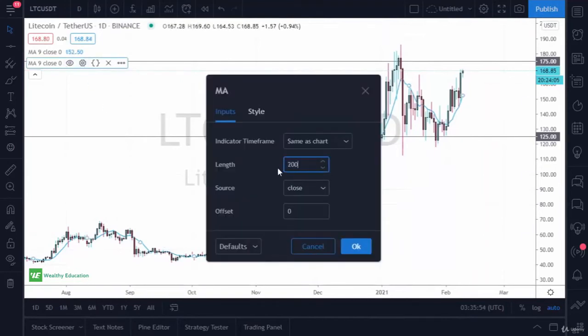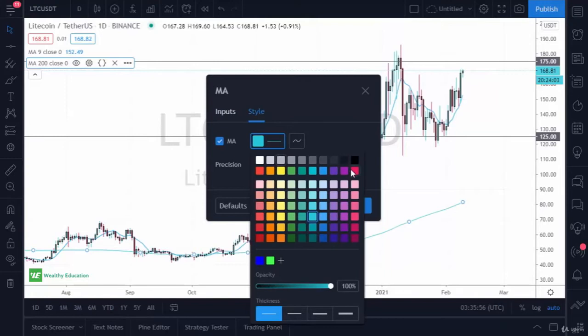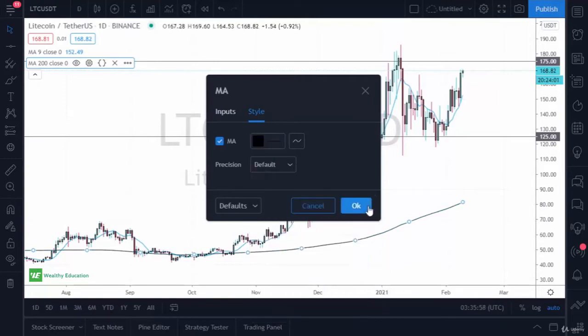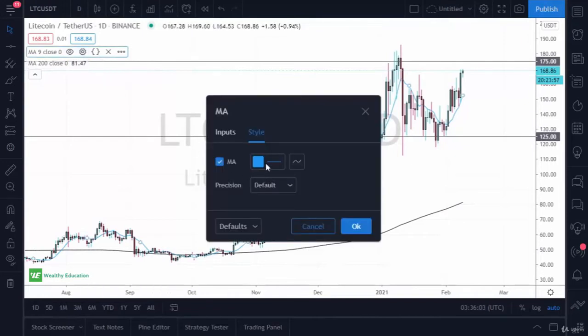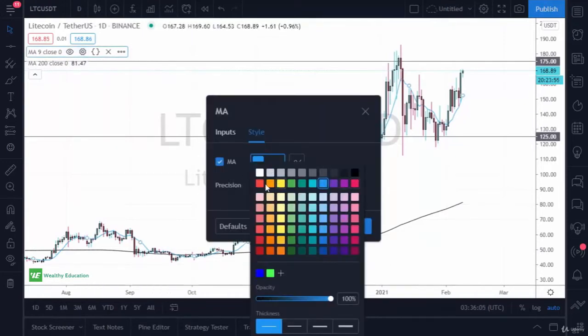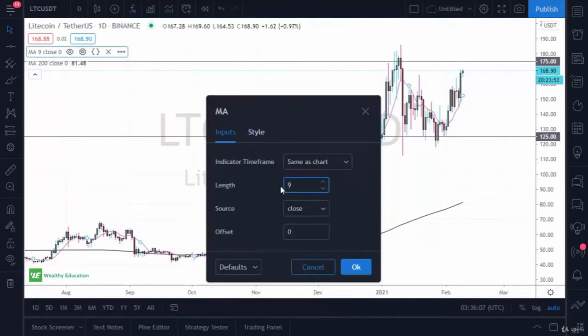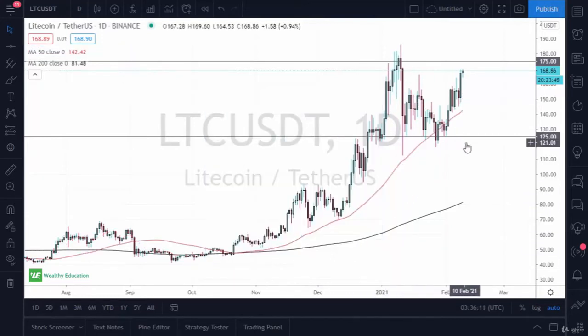This is the 200. We'll make this black. You can see we are well above it. And this is your red 50-day EMA. And you can see it's actually right below the most recent action. So this is very interesting. We can see right away where that comes into play.